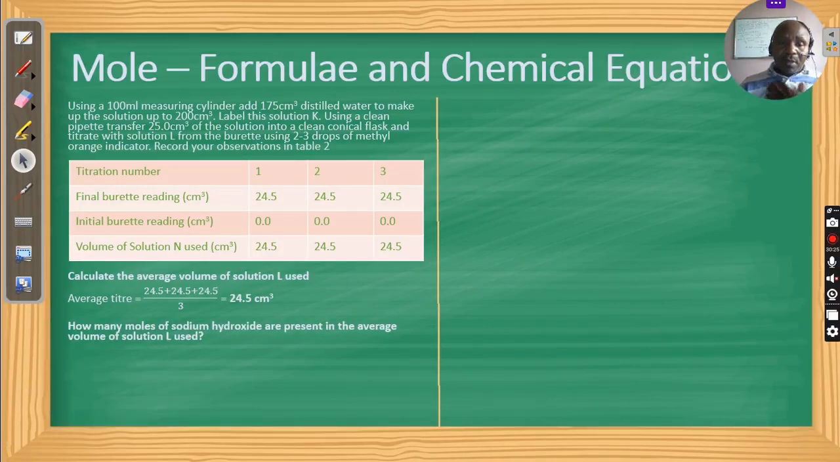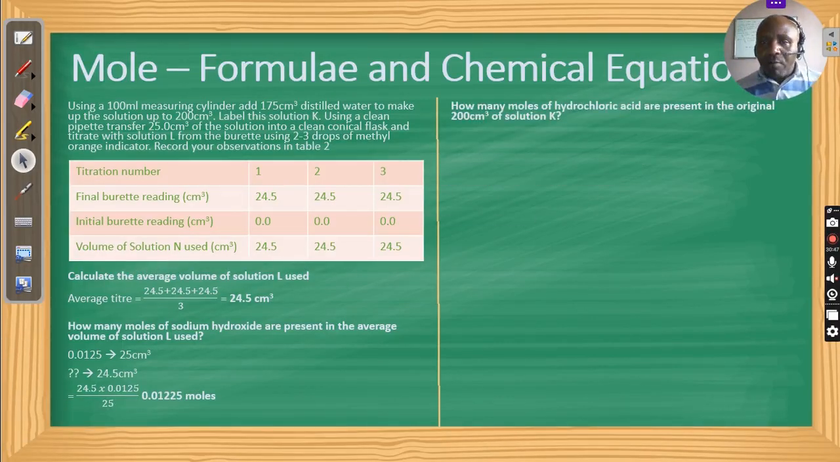How many moles of sodium hydroxide are present in the average volume of solution L? Remember we found that 0.0125 moles was present in 25 cm³. What about 24.5 cm³? If we do a cross multiplication, we get 0.01225 moles.